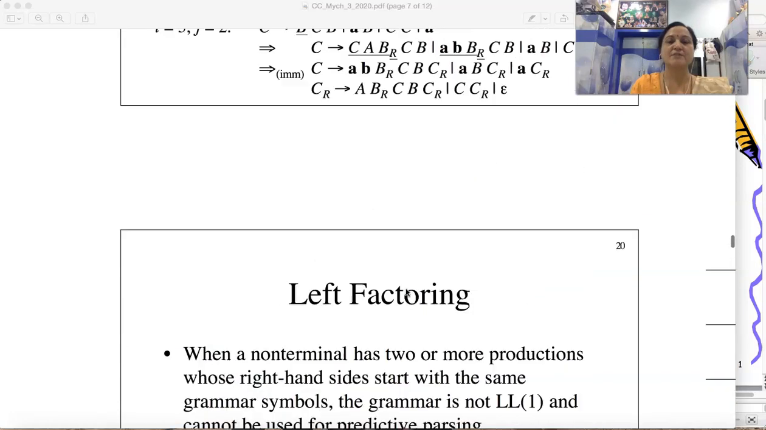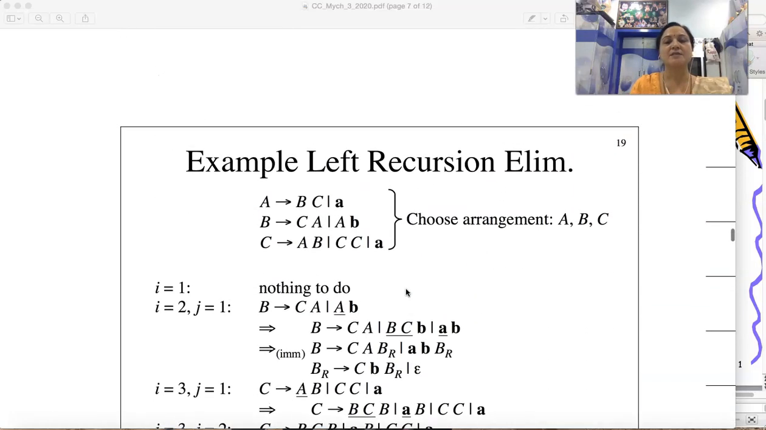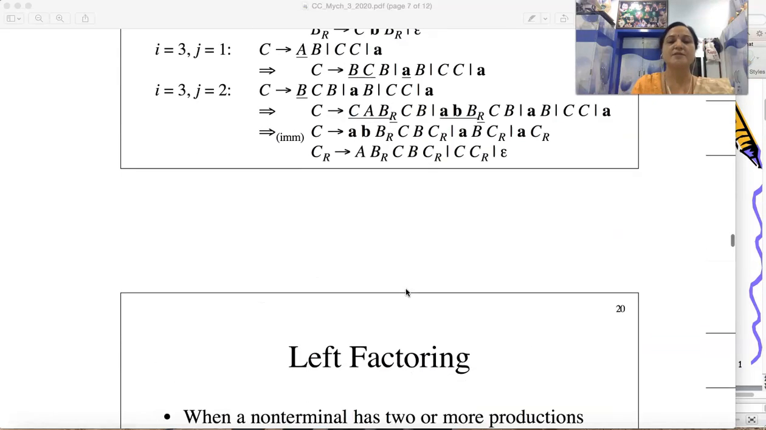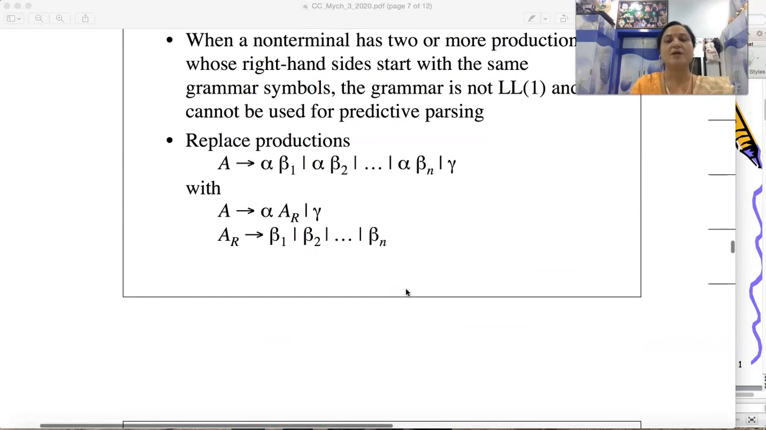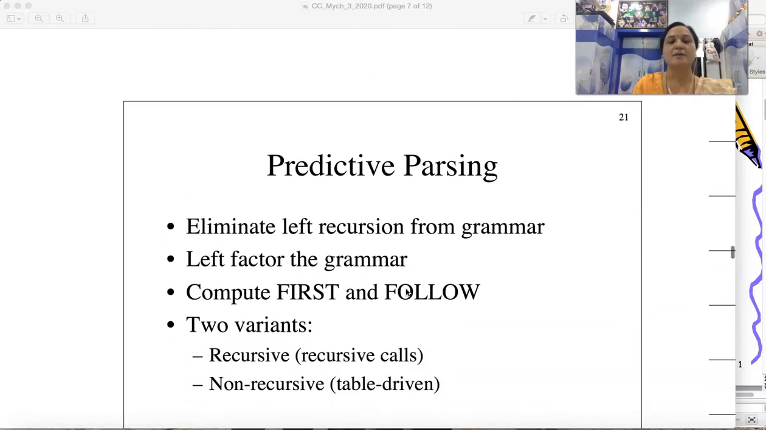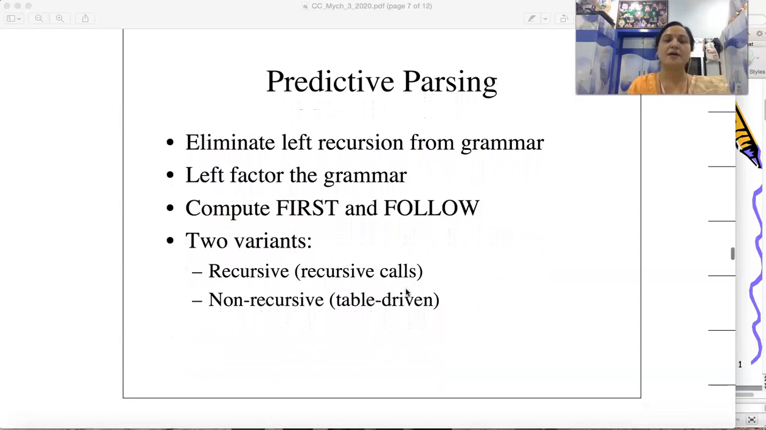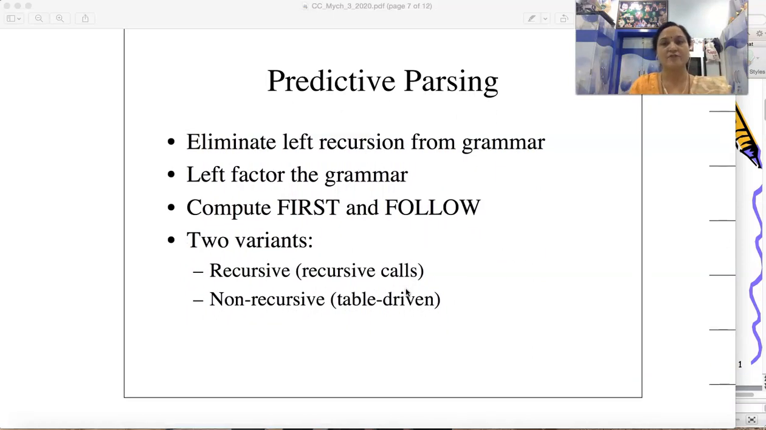So the first step for LL1 parsing is that we need to remove the left recursion. The second step is, if required, we have to perform left factoring on the grammar productions. So these are the steps enlisted here. The steps for predictive parsing are elimination of left recursion from the grammar, then left factoring the grammar, then the third step is computation of first and follow values.